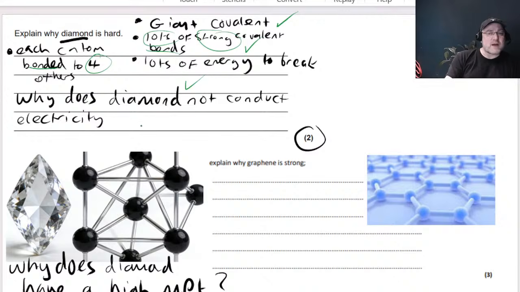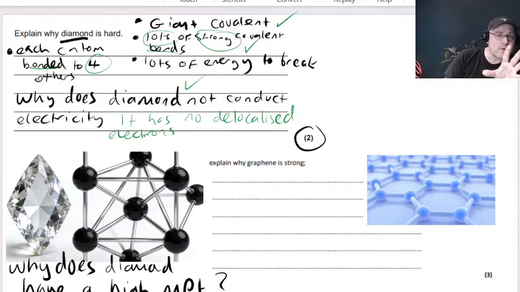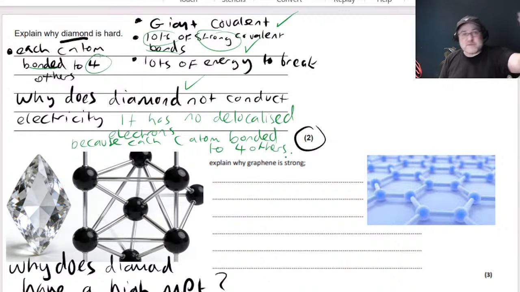Now, why does it not conduct electricity? If we're on that tip, we want to say it has no delocalized electrons. Guess what I'm going to do? I'm going to repeat the 4 bonds here. Why does it have no delocalized electrons? I'm going to give you the reason: because each carbon atom is bonded to 4 others. So it's the exact opposite of graphite, where it has a free electron. There are no free electrons because each carbon is bonded to 4 others. So I'm showing the examiner I know this.